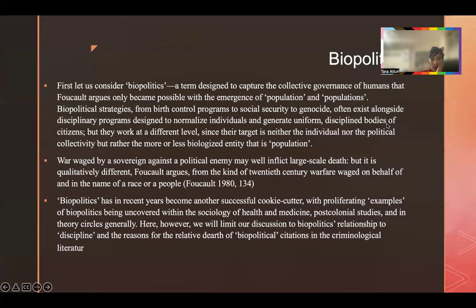So biopolitics then is a really interesting concept from Foucault that we can use to discuss many aspects of criminology. And as a criminological theory, biopolitics asks one to consider, or leads one to consider, the relationship between nation building, eugenics, and crime.